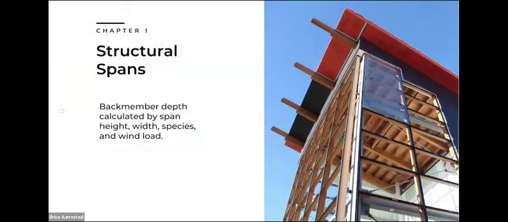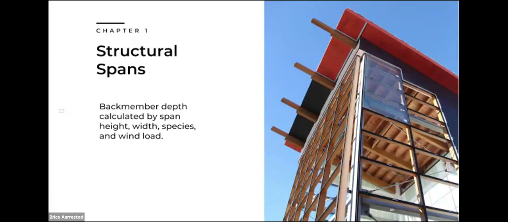So one of the early aspects of a project when it comes to consulting on a project, helping your design teams configure a system, is understanding the back member depth. And we get to that number by calculating the span height, the width between mullions, and then the wood species, the timber glulam species, along with the wind load. All of these different factors go into a calculation that help determine the depth of that span, that back member. Compared to aluminum systems, a timber curtain wall system can achieve really long spans.